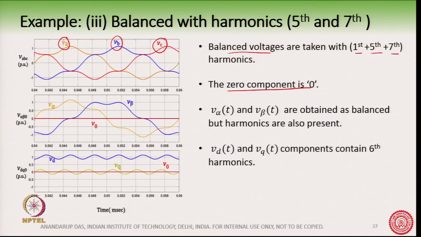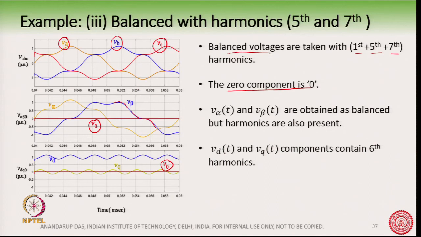Now, of course, you will understand that V0 is 0 both in alpha beta as well as in dq domain. Now, V alpha and V beta have a nature which is similar to the previous one, but you can see there are harmonics. So, you can see the harmonics appearing. Okay.